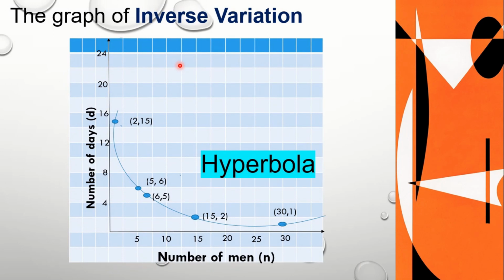So if we are going to graph the following points, we can see that the graph of inverse variation is a curve. It is called a hyperbola. When we say hyperbola, it can never pass through the origin of the graph. So we have here the number of men as the value of x and the number of days as the value of y.